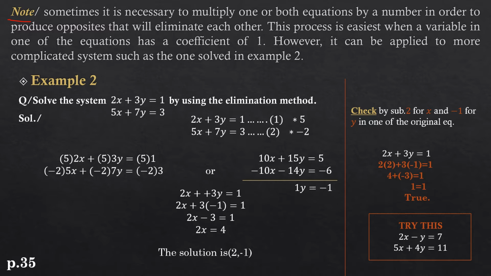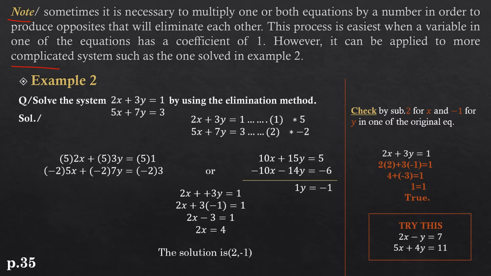Before we start to explain a second example, we have a note here. Sometimes it's necessary to multiply one or both equations by a number in order to produce opposites that will eliminate each other. This process is easiest when a variable in one of the equations has a coefficient of 1. However, it can be applied to more complicated systems such as the one solved in example 2. Here it says that it is complicated, but it is not. If you understand, it will not be complicated for you, okay? Just stay with me and focus on it.